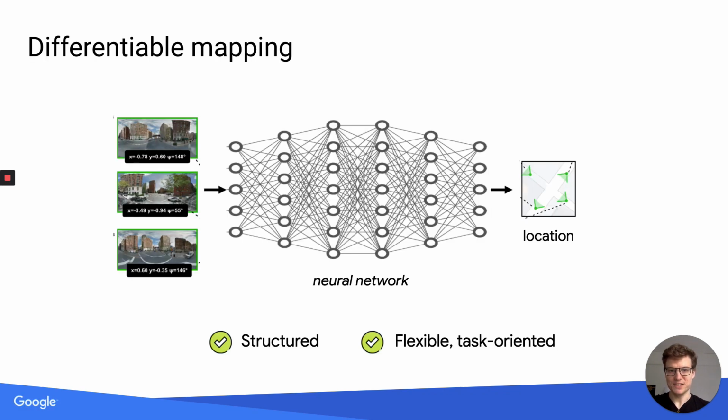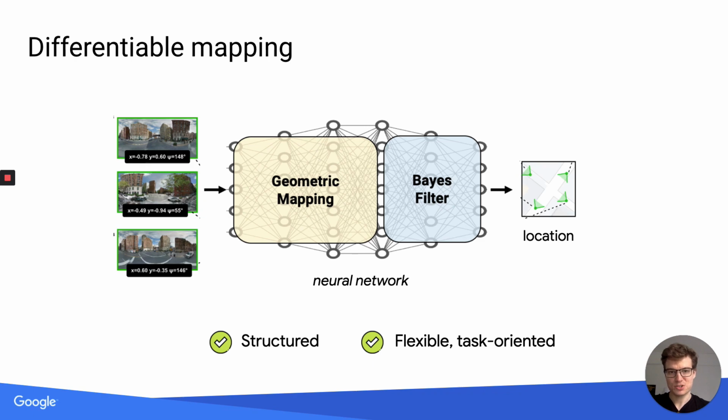In this work, we develop a differentiable mapping method that uses a structured map representation, but that also learns what to store in the map in the context of the downstream task. This differentiable mapper is a neural network, but one with specific structure that encodes a geometric mapping algorithm as well as a base filter. The network is trained end-to-end from image inputs to location outputs by providing gradients through all these components. The underlying idea is to treat neural networks as more like general computation graphs, where some nodes correspond to learnable network parameters, but others correspond to fixed operations, like a geometric transformation or an operation of the filtering algorithm.